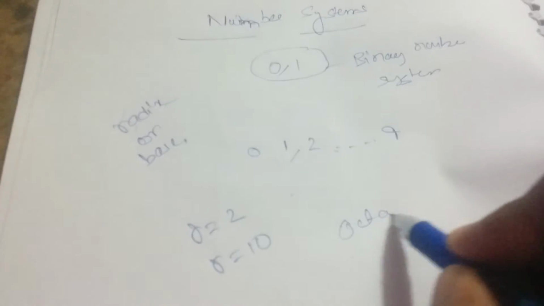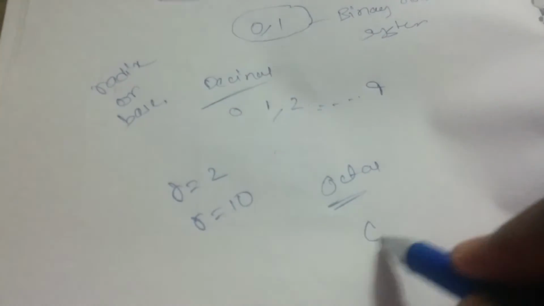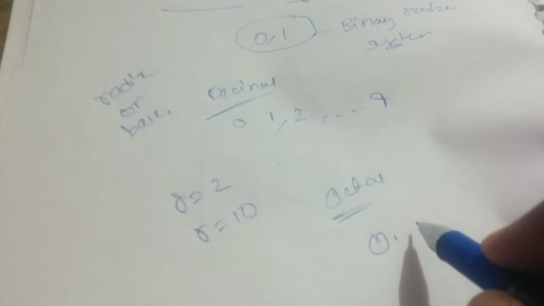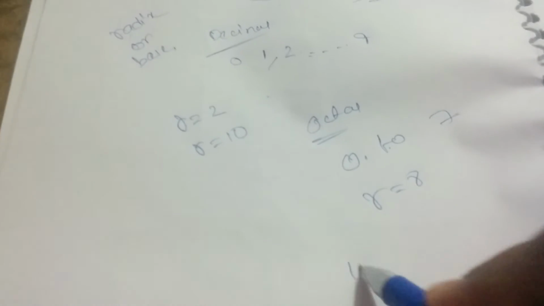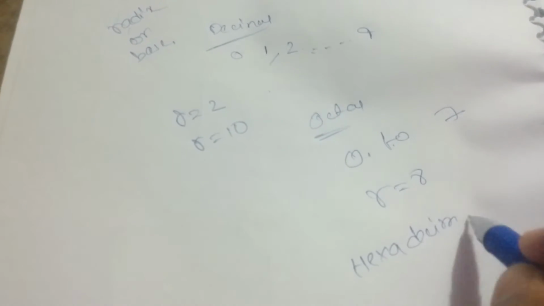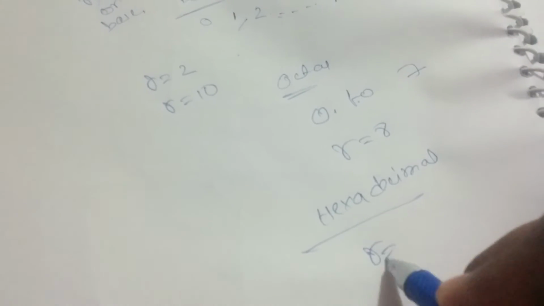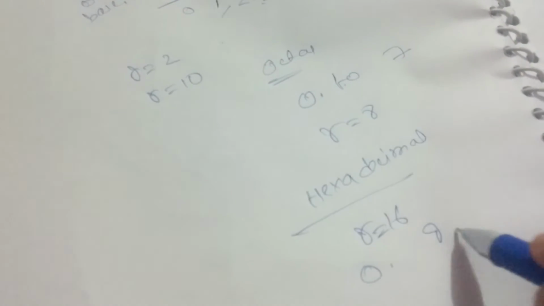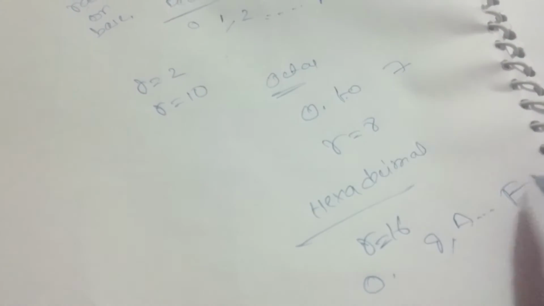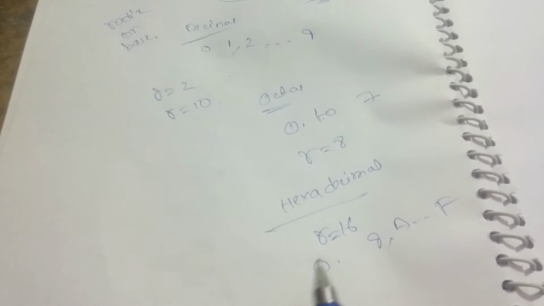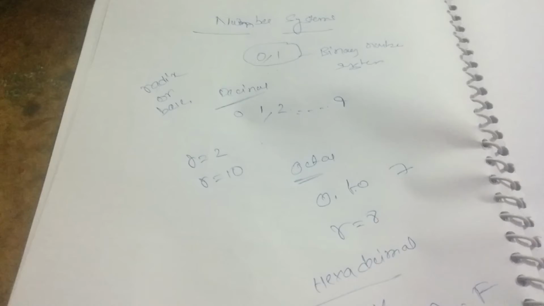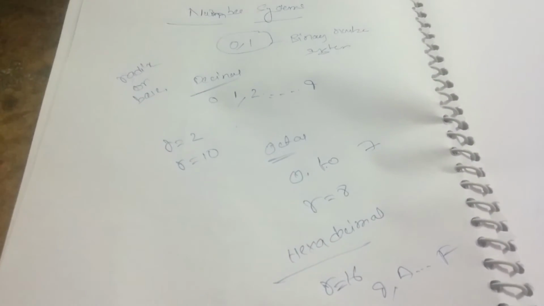And we also have other number systems called octal, that is 0 to 7, whose radix is 8, and hexadecimal, whose radix is equal to 16, 0 to 9, and after 9 we have A to F. Let's see how we can represent the decimal number in all of these systems and how we can convert them.